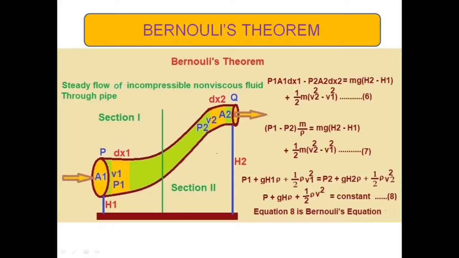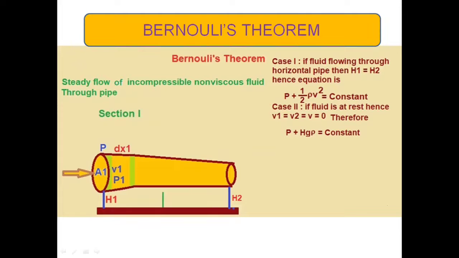So considering all, P1 plus g h1 rho plus 1/2 rho v1 square is equal to P2 plus g h2 rho plus 1/2 rho v2 square, and in general P plus g h rho plus 1/2 rho v square is equal to a constant, and this is nothing but Bernoulli's equation. Equation 8 is given in the picture, that is Bernoulli's theorem.